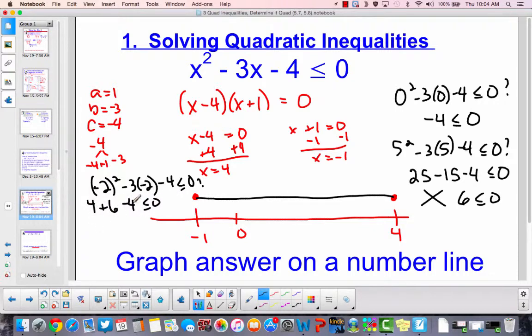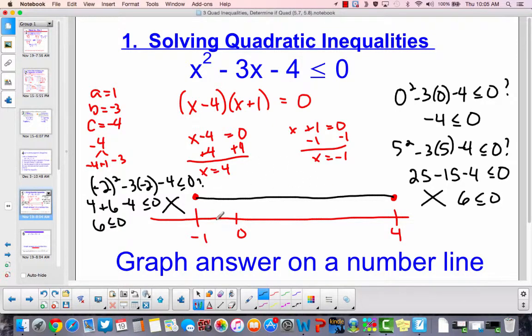4 plus 6 is 10 minus 4. 10 minus 4 is 6. Is 6 less than or equal to 0? No. So nothing over here works. So we were correct here. Always want to graph your answer on a number line. Always have to check your input or check your endpoints there.